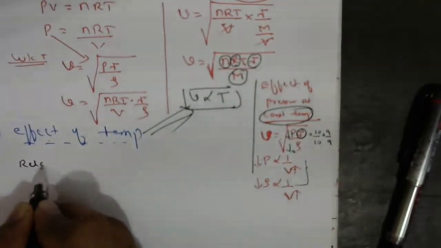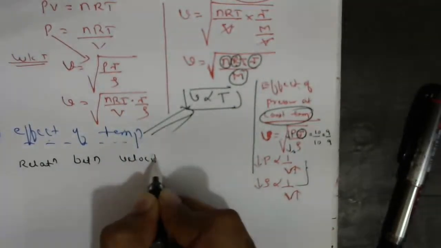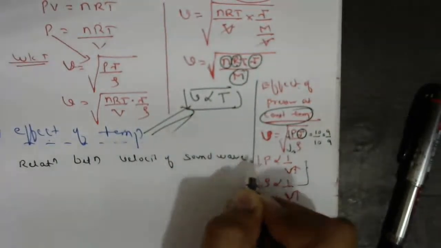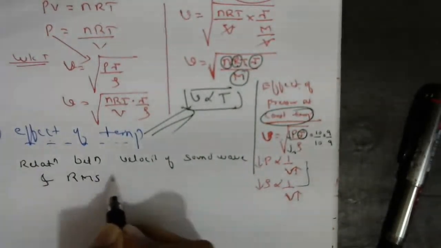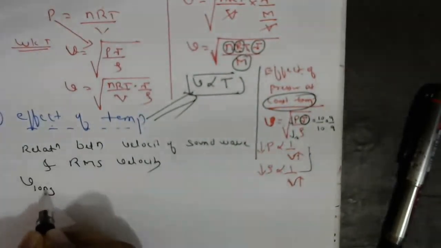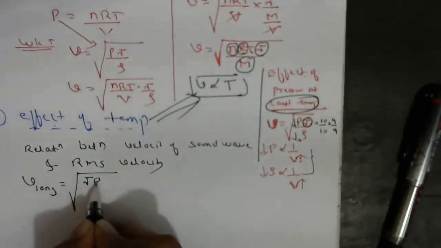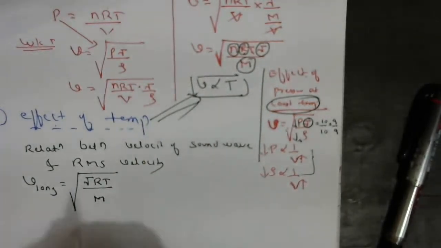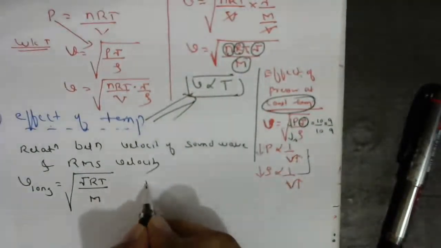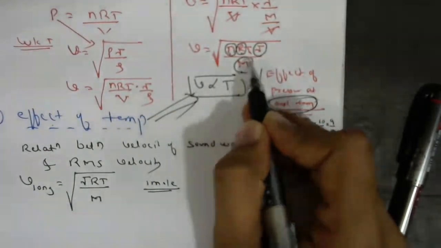Now here, the relation between velocity of sound wave, which is a longitudinal wave, and root mean square velocity. What is the relation? We know the longitudinal velocity equation I just derived: square root of gamma RT by M. For example, I am talking about 1 mole. If you take 1 mole, you can write gamma RT by M. Clear? Gamma RT by M.